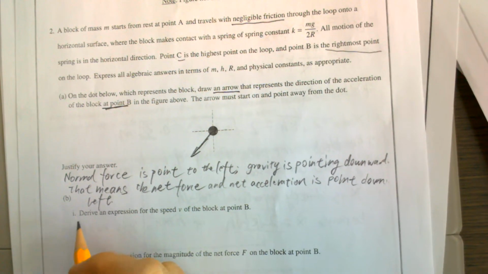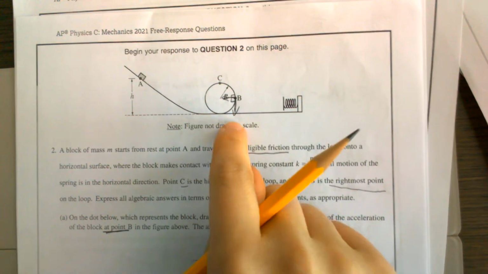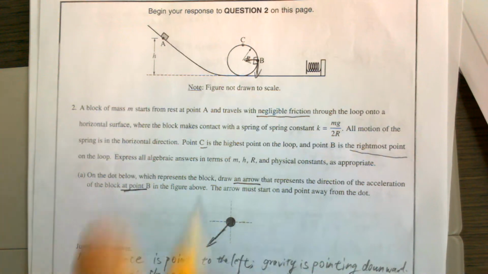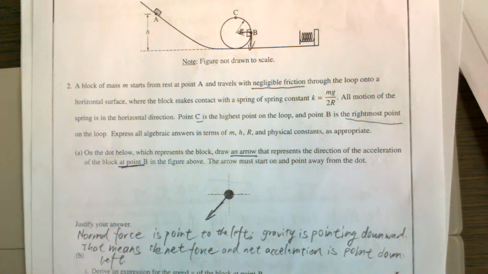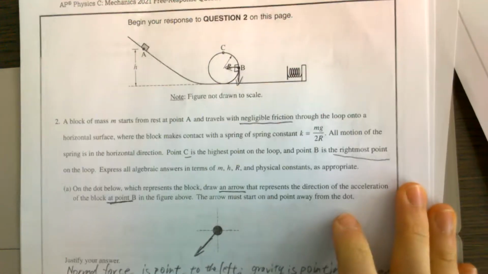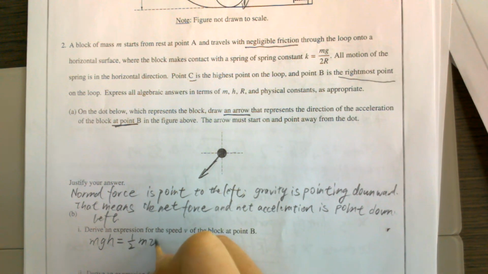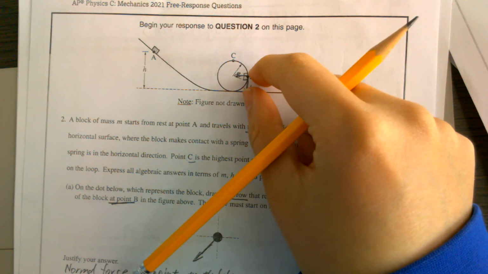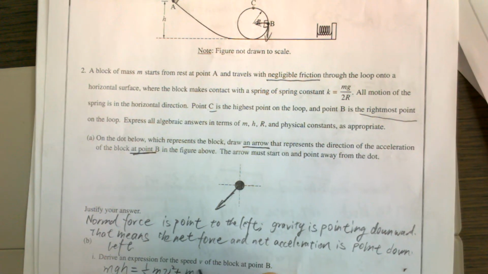Alright, so part B, derive an expression for the speed v of the block at point B. In this case, we can use the law of conservation of energy. Initially, the energy for the block is mgh. Finally, the block is moving, so it's 1/2 mv squared, but we also have some potential energy. The height of B is just the radius of the loop, r, so it's mgr.